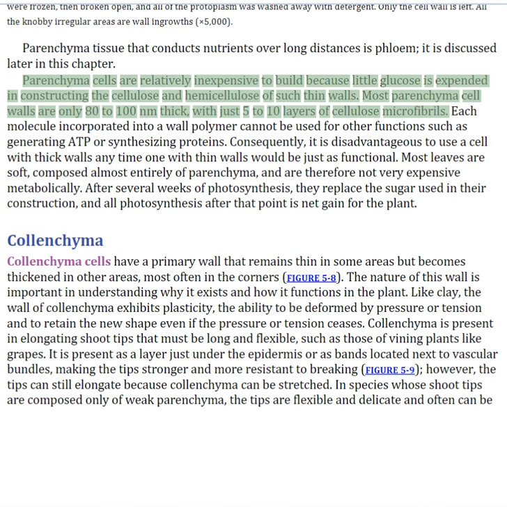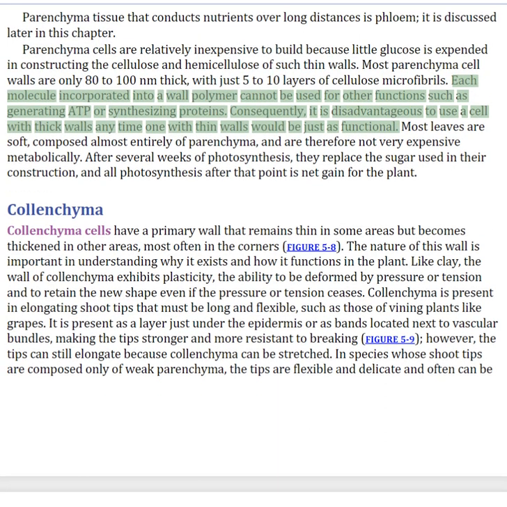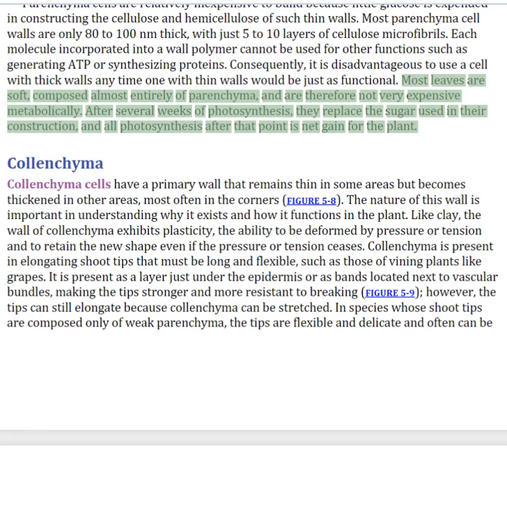Each molecule incorporated into a wall polymer cannot be used for other functions such as generating ATP or synthesizing proteins. Consequently, it is disadvantageous to use a cell with thick walls anytime one with thin walls would be just as functional. Most leaves are soft, composed almost entirely of parenchyma, and are therefore not very expensive metabolically. After several weeks of photosynthesis, they replace the sugar used in their construction, and all photosynthesis after that point is net gain for the plant.